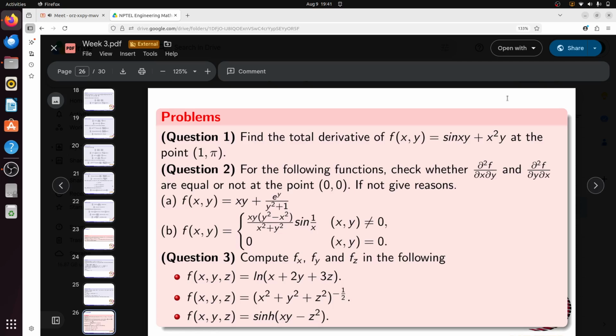So these are mixed derivatives, whether equal or not. You just need to verify that when you calculate del 2f del x del y and del 2f del y del x, and you prove it, no problem.